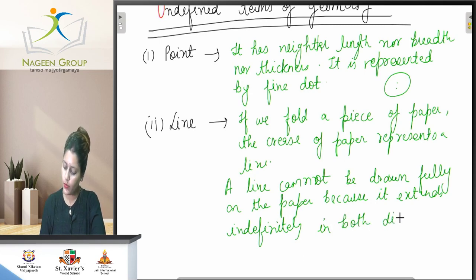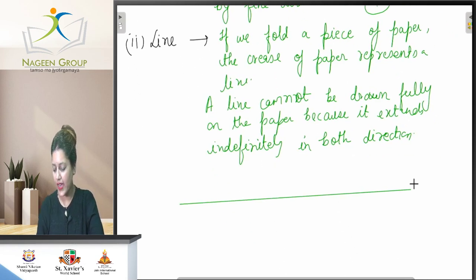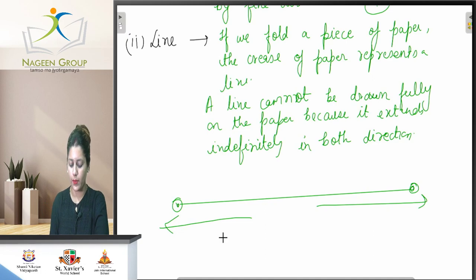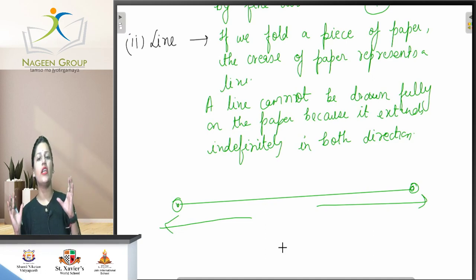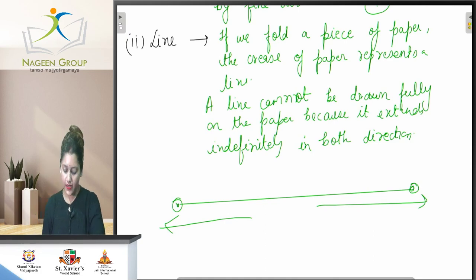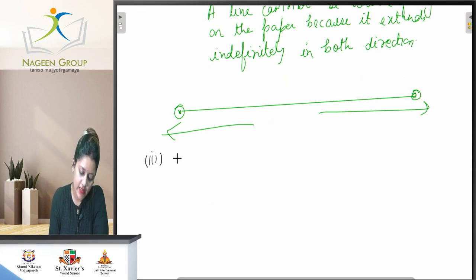In both directions, meaning here it is showing that this is a line, it has no end point here or here, it is only increasing from both sides. That's why we are not able to draw a line on a plain paper. Have you understood? After that, our next definition is third, that is plane.